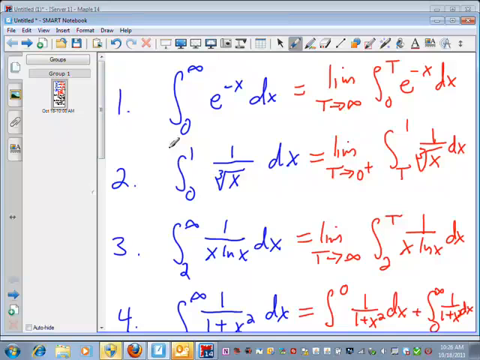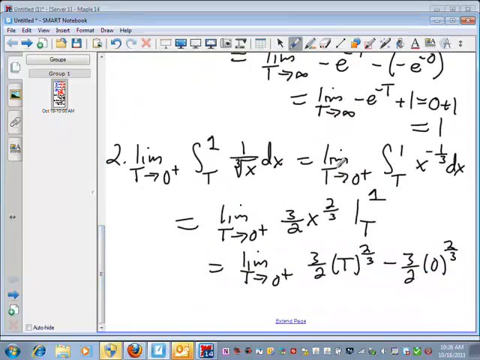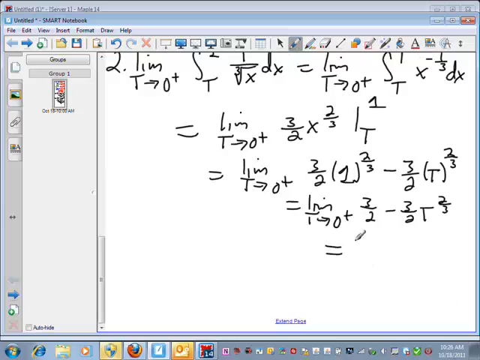What's the answer to that? Oh, I think it was just 1, right? No, it's 3 halves. Oh, 3 halves, I'm sorry. And so this is equal to, erasing this madness, plug in 1 and t and subtract. That is the limit as t tends to 0 from the right of 3 halves minus 3 halves t to the 2/3. And now we plug in 0 for t, and that is 3 halves.